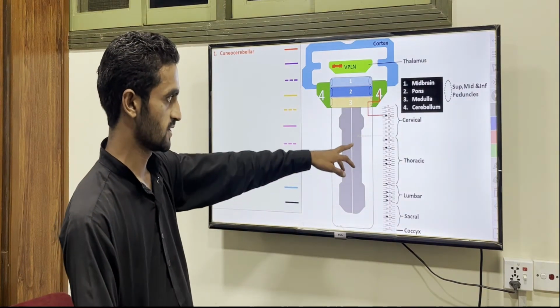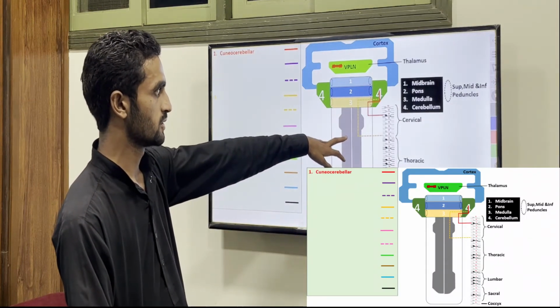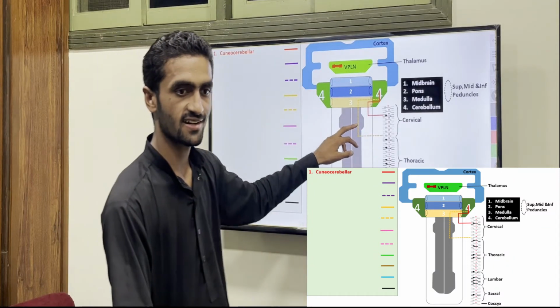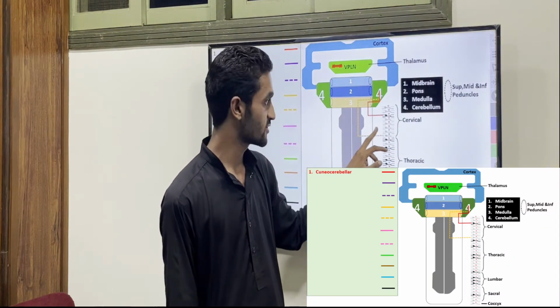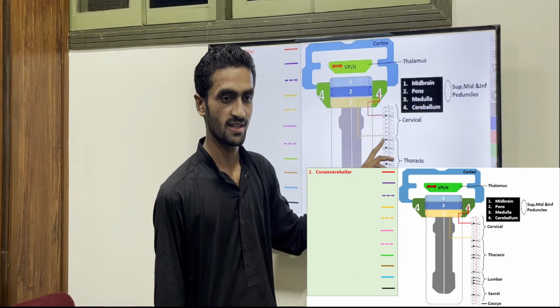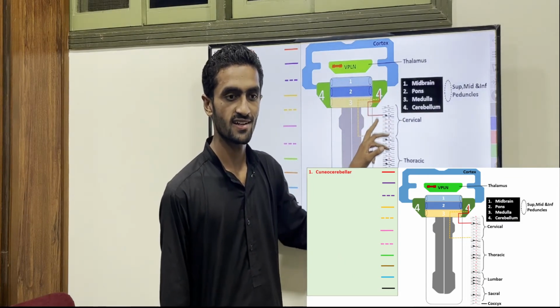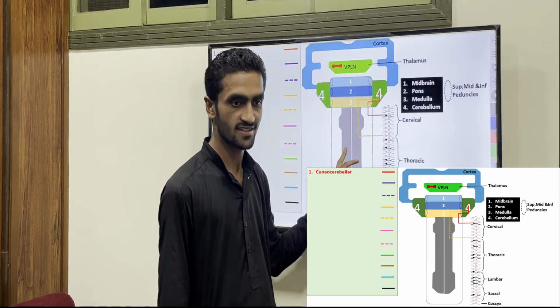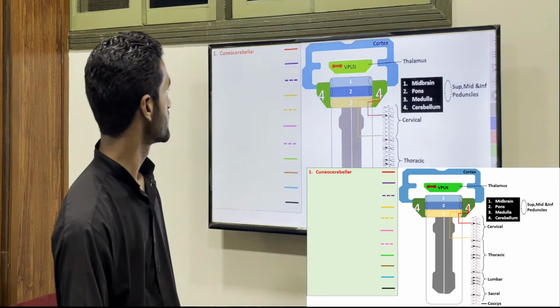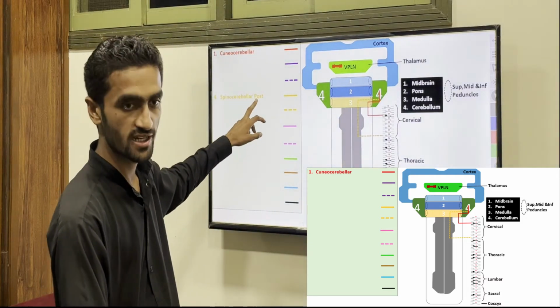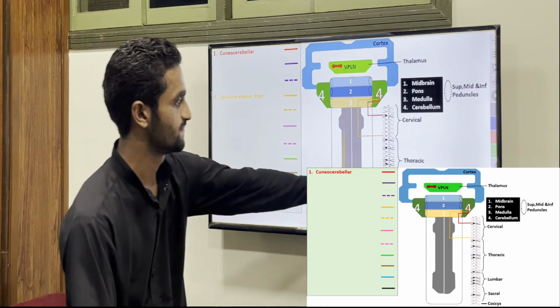Now look at this pathway. This is your dorsal spinocerebellar. Ventral? This is also a cerebellar pathway. Dorsal or ventral? Dorsal, because it's not crossing. So this is your spinocerebellar, the posterior or dorsal one, and the other.